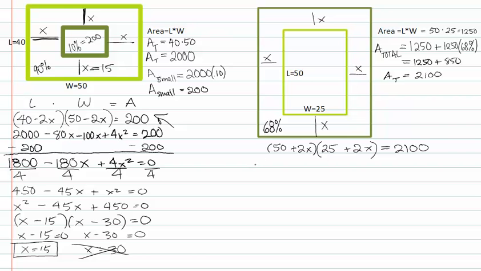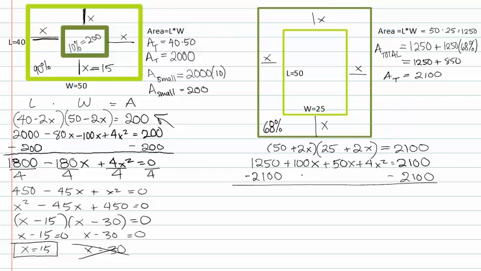Foiling this out, we get 1,250 plus 100x plus 50x plus 4x squared is equal to 2,100. Subtracting 2,100 from both sides will give me an equation set equal to 0. And I'll combine my like terms in the same step. This will give me negative 850 plus 150x plus 4x squared equal to 0.